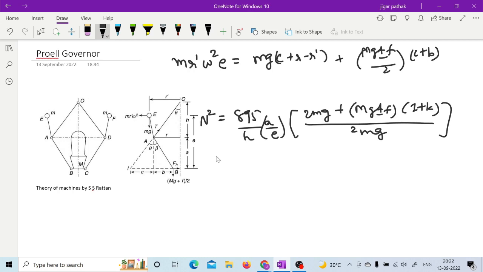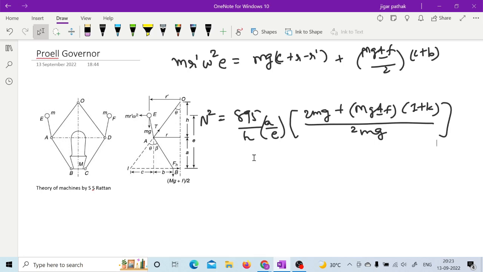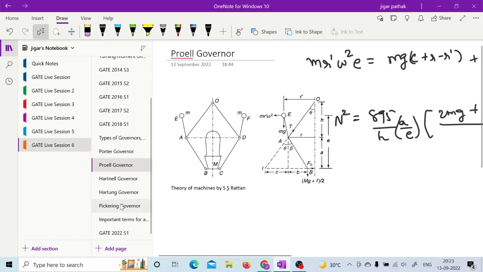Right, so like this you can derive the relation between the speed and height of governor in case of Porell governor. So this a by e will allow the movement of sleeve with less change in speed or something like that. Otherwise, until and unless a certain speed is achieved, and certain forces are generated, right, you will have less sensitivity, right?